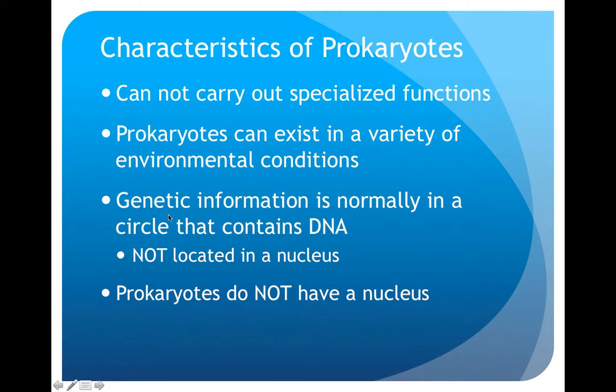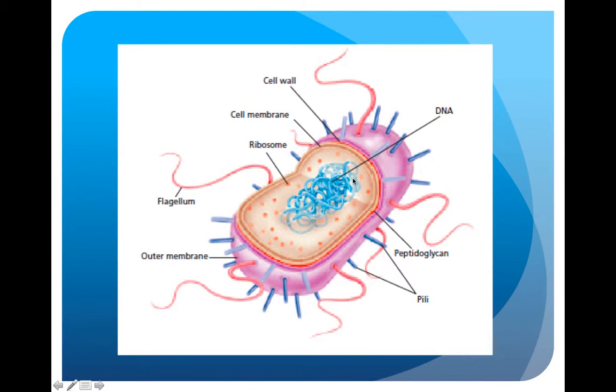Let's go back a slide. Look at this. Genetic information is normally in a circle that contains DNA. If you look at this picture, it's one big circle that's been blobbed together. There's nothing surrounding it, and that's where you find its genetic information or its DNA.